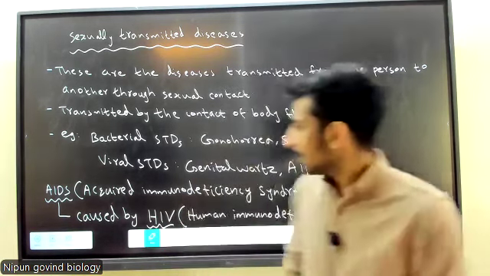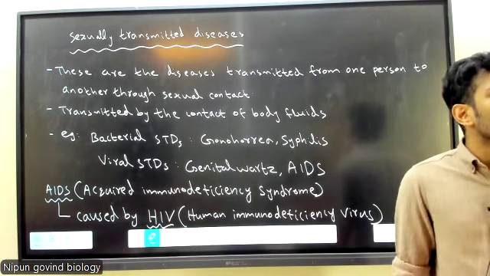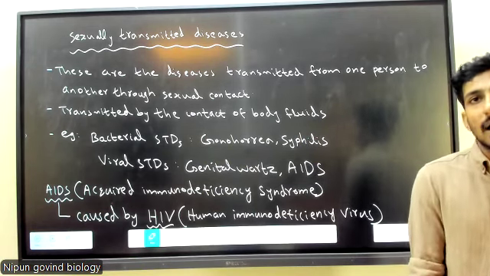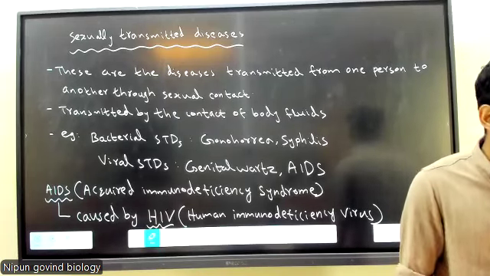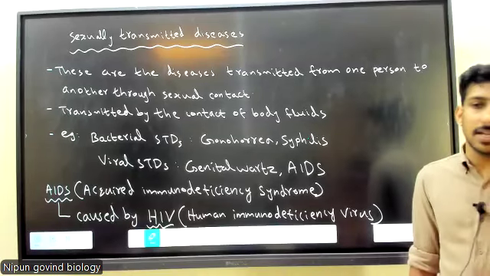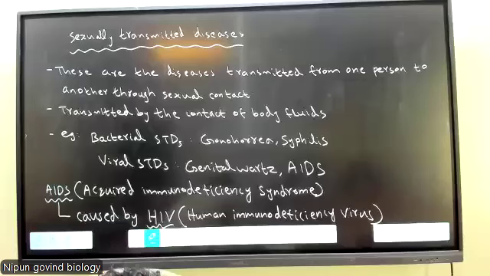AIDS means the acquired immunodeficiency syndrome. When you have AIDS, your immunity will be decreased. You will have very low immunity, and you will die of that, because any pathogen can infect your body. AIDS is a viral sexually transmitted disease. It is caused by a virus.